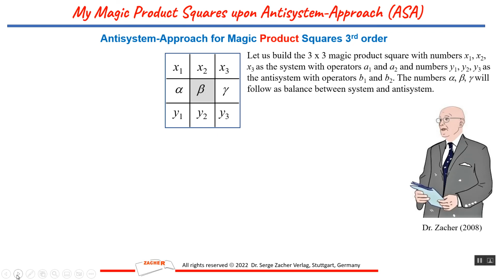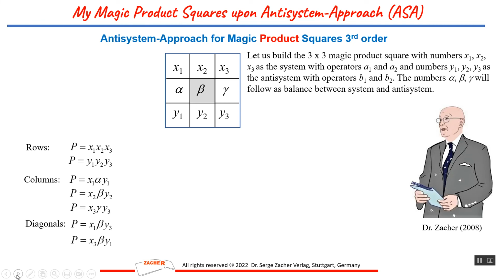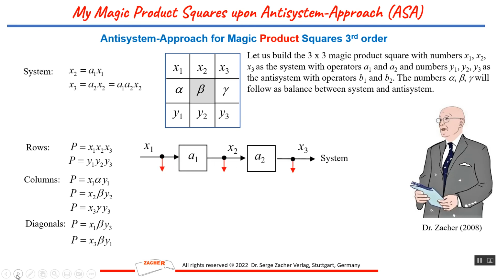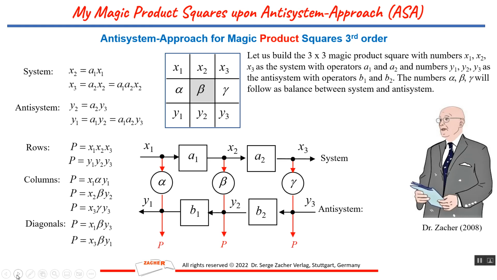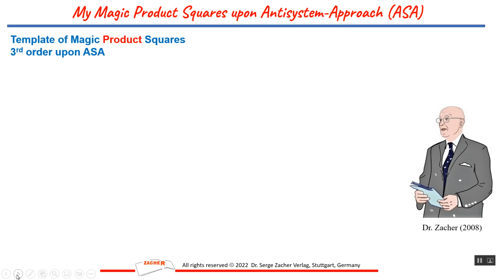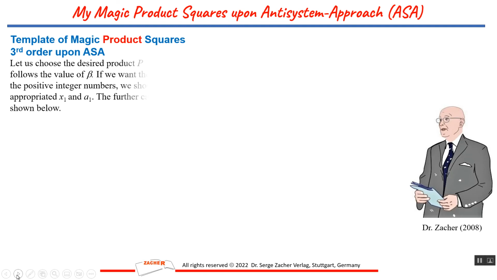The magic product squares are numbers arranged in such a way that the products in every column, in every row, and in the two corner diagonals are equal to the same value. Let us build the 3x3 magic product square with numbers x1, x2, x3 as the system with operators a1 and a2, and numbers y1, y2, y3 as the anti-system with operators b1 and b2. The numbers alpha, beta and gamma will follow as balance between system and anti-system. Template of magic product squares third order in the example.